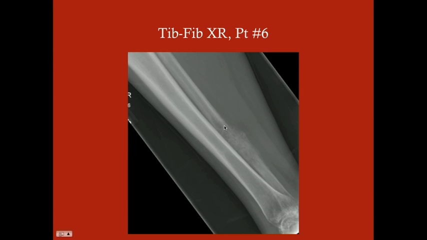Also, you do have something that you would see in both kinds of tumors. You have this Codman's triangle, which is this extension of bone formation that kind of forms this angle. That's a Codman's triangle. And this is in the fibula.